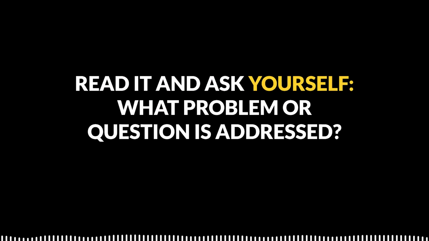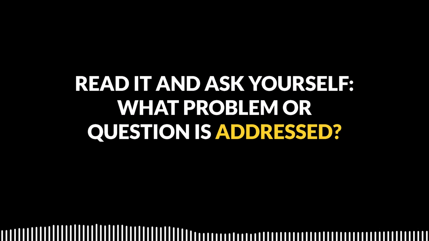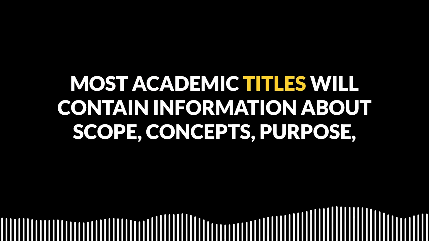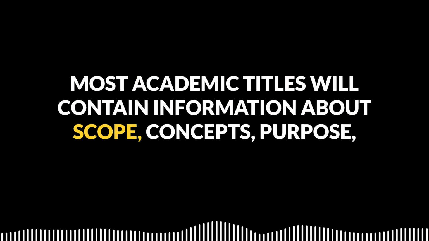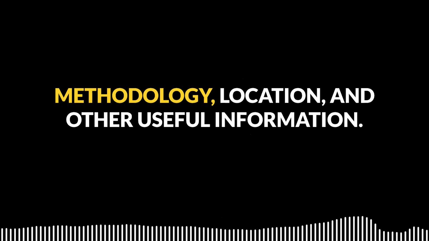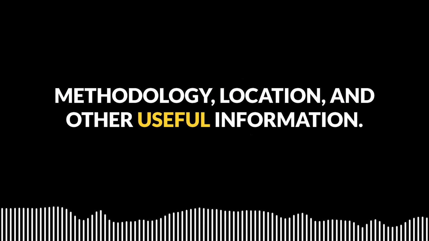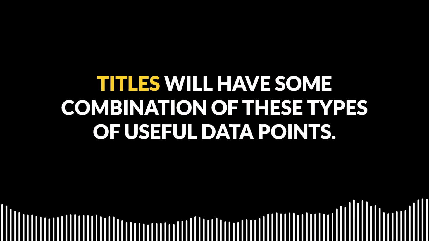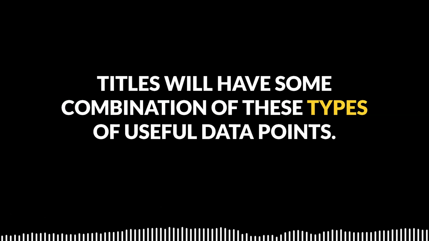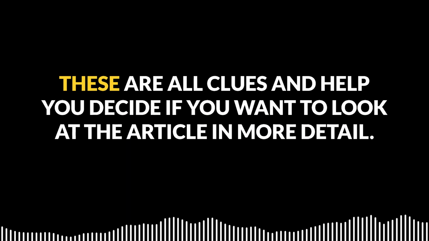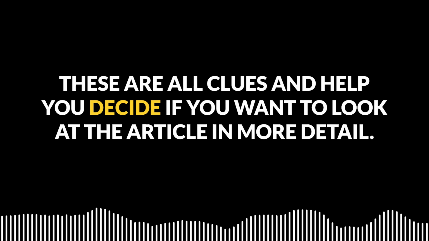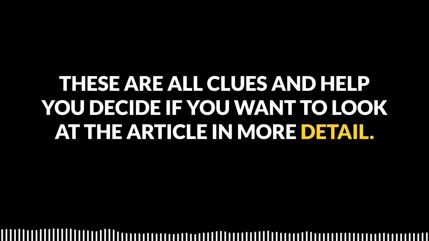Start with the title. Read it and ask yourself, what problem or question is addressed? Most academic titles will contain information about scope, concepts, purpose, methodology, location, and other useful information. Titles will have some combination of these types of useful data points. These are all clues and help you decide if you want to look at the article in more detail.